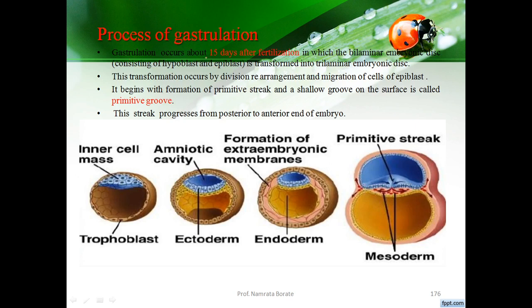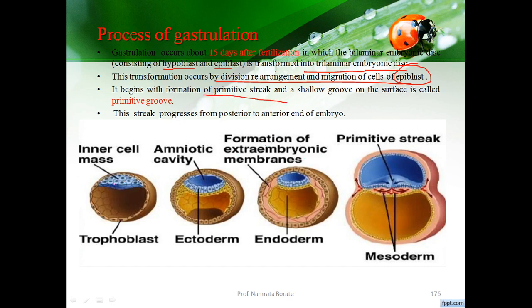Gastrulation occurs about 15 days after fertilization, in which the bilaminar embryonic disc, that is this bilaminar layer of hypoblast and epiblast, is transformed into the trilaminar embryonic disc. The transformation occurs by division, rearrangement and migration of the epiblast cells, meaning the epiblast cells undergo migration. It's a very important phenomenon here. And the result is what? There is a formation of the primitive streak.